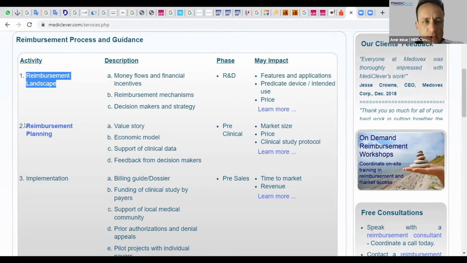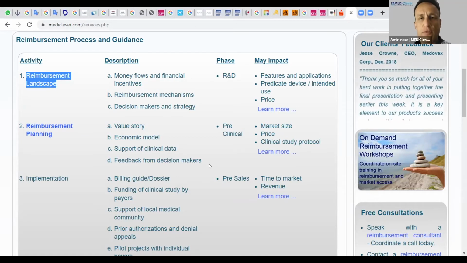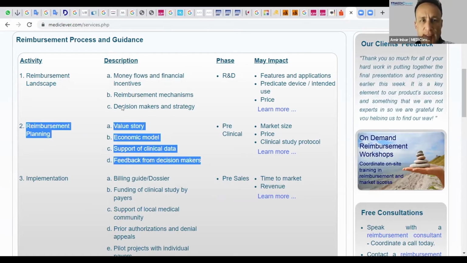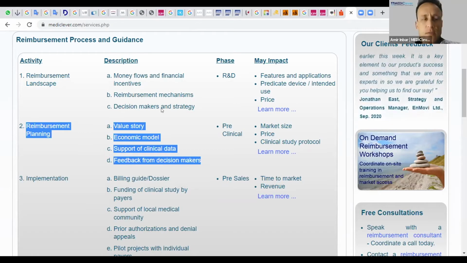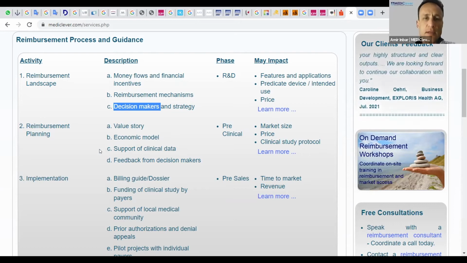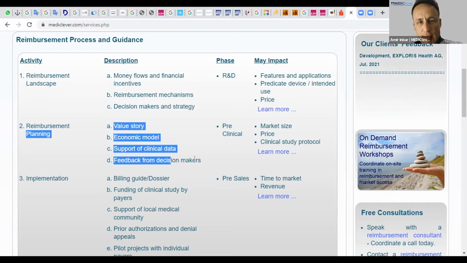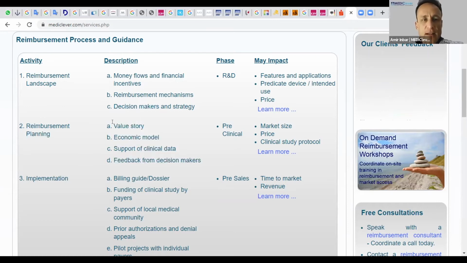In activity 2, we start thinking about what kind of data we would need to develop in order to convince those decision makers we identified in activity 1 to provide the funding or develop the appropriate reimbursement mechanisms for your product. And this breaks down to 4 steps, starting with a value story.